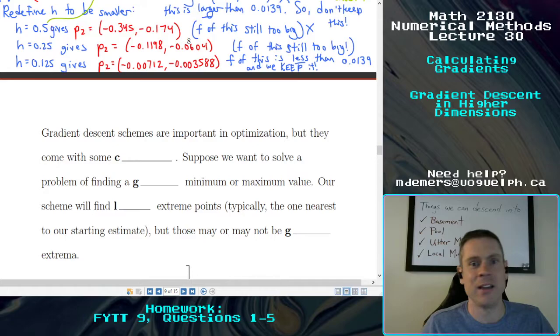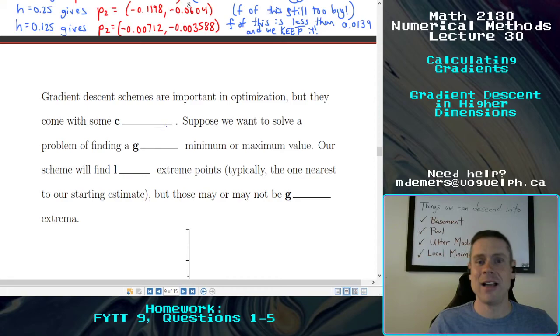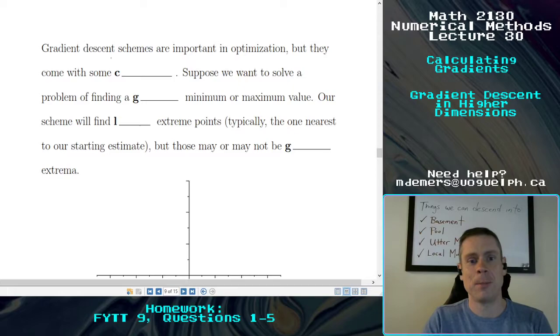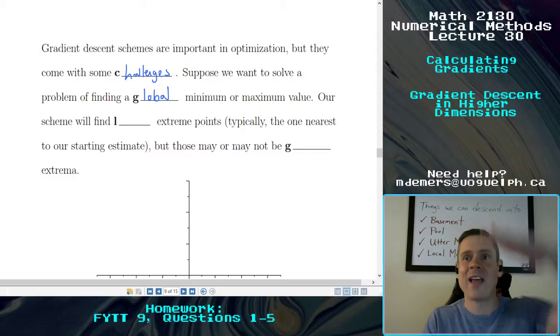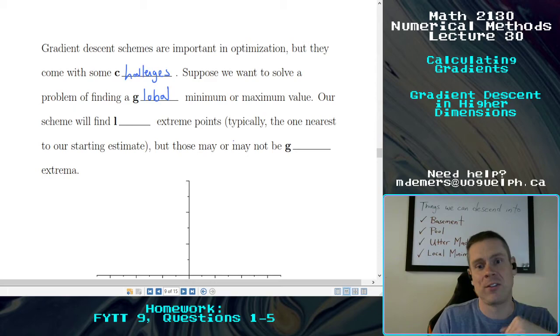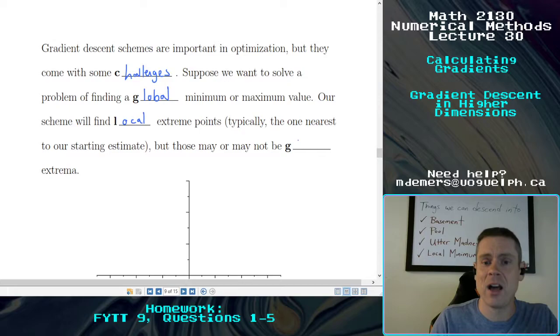So it's tough. There's a lot there to deal with, and hopefully some of these calculations make some sense. So gradient descent schemes are important in optimization, but they come with some challenges. And it's not just in the formula, right? Suppose we want to solve a problem of finding a global minimum or maximum value. A global min or max is just the highest a function ever achieves on its domain, or the lowest. Our scheme, however, finds local extreme points, typically the one nearest to our starting estimate, but those may or may not be global extreme points.